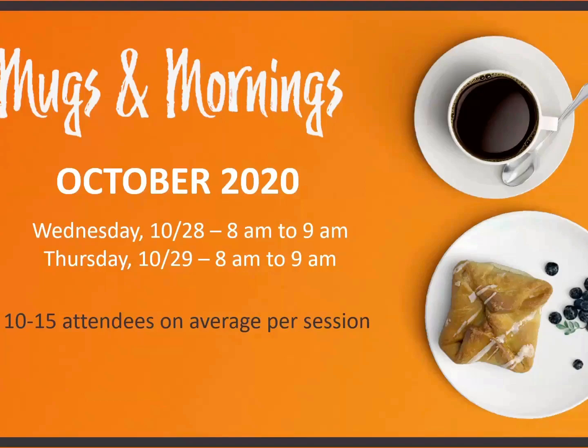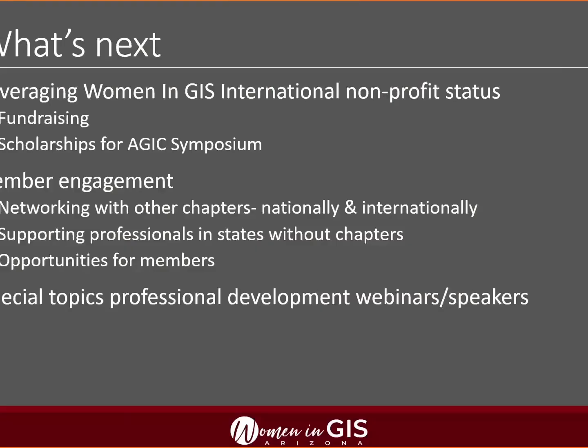So what's coming up next? As part of Women GIS International, they recently became an official nonprofit. And so we're hoping to do some fundraising, leveraging the international chapter's nonprofit status, to do some scholarships for people to attend the AGIC Symposium when it has a cost again, when we all get to meet in person again. Hopefully that happens next year, but you never know.